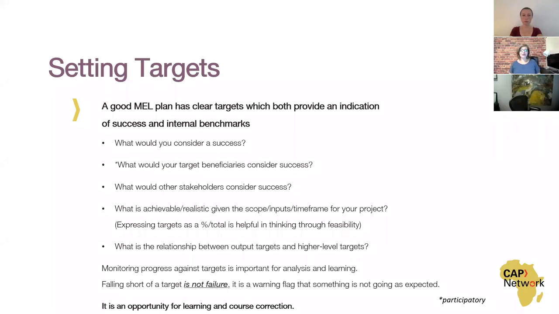What would your target beneficiaries consider to be a success? So what kinds of change are they going to say, yes, this happened and this project was worthwhile, it was worth participating and engaging with this organization? What do your other stakeholders in the community consider to be a success? What is achievable or realistic given the scope and time frame of your project?